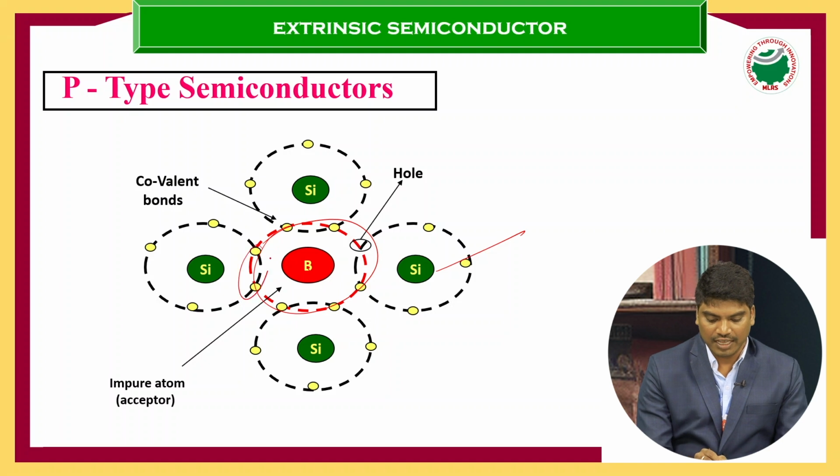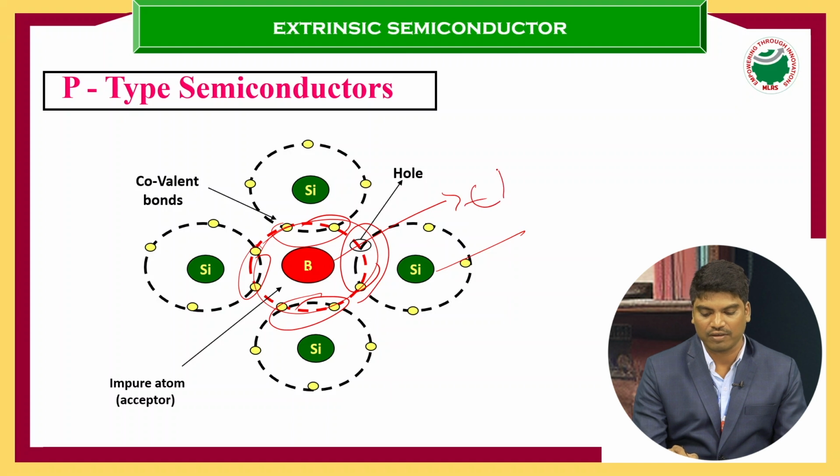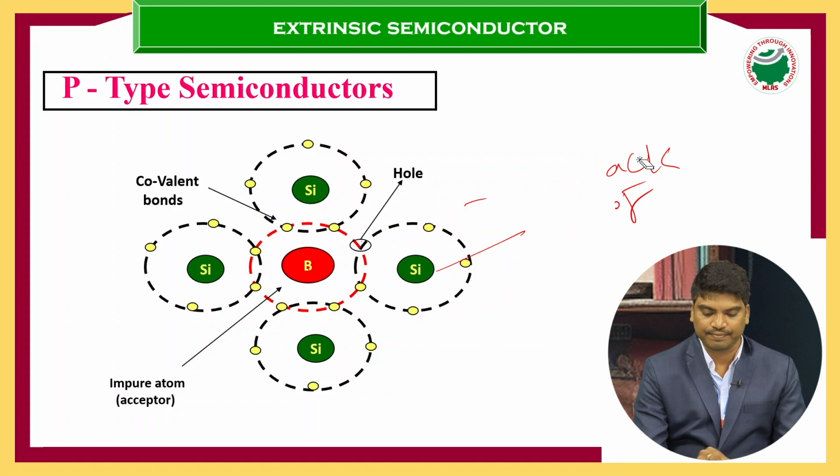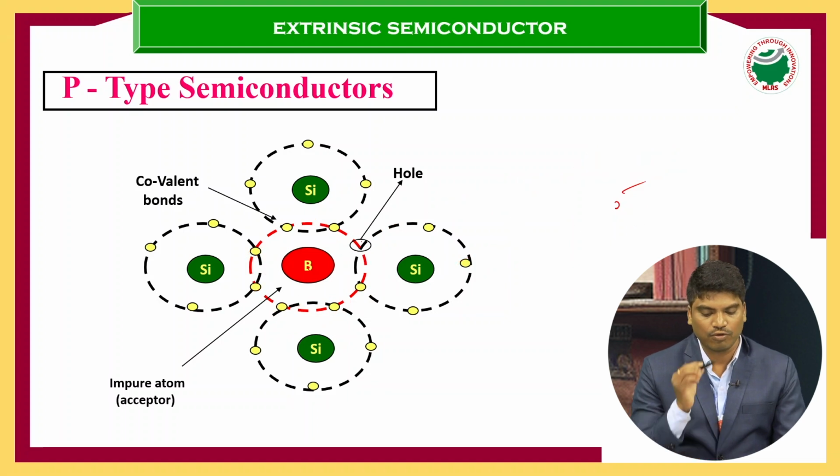We can see clearly bonding 1, 2 and 3. For the 4th bonding, it doesn't have any electron. So, because of the lack of electron, we can create a vacancy here. This is nothing but a hole.